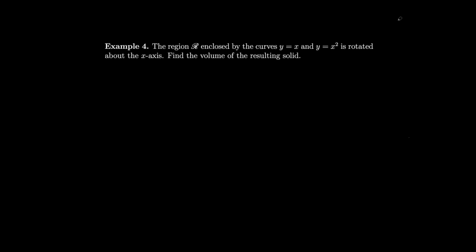The region R enclosed by the curves y equals x and y equals x squared is rotated about the x-axis. Let's find the volume of the resulting solid. So we've got our x and y axes. We've got the curve y equals x and the curve y equals x squared. How about I draw y equals x squared first? And then I'll switch to another color, and we'll get y equals x.